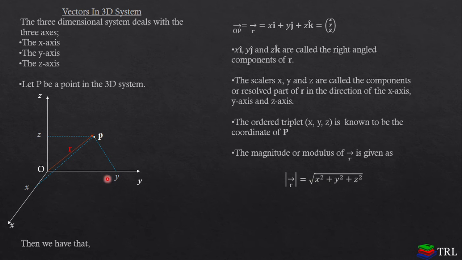This is because having this vector OP, the initial point is the origin, which has coordinates 0, 0, 0. So we have P having coordinate x, y, z. So we have x minus 0 all squared giving me x squared, y minus 0 all squared giving me y squared, plus z minus 0 all squared giving me z squared, all square root.